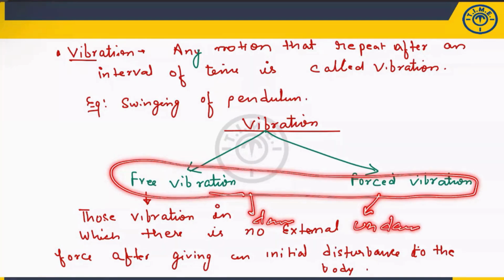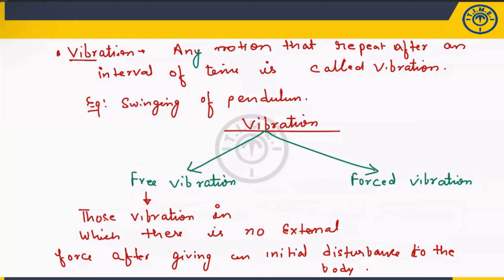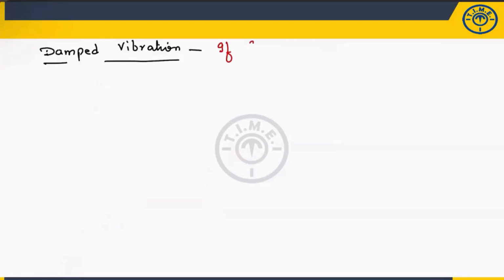It may be a damped vibration or it may be an undamped vibration. So what do we mean by damped and undamped? Damped vibration means if the energy is lost during the vibration, then it is called a damping or damped vibration.